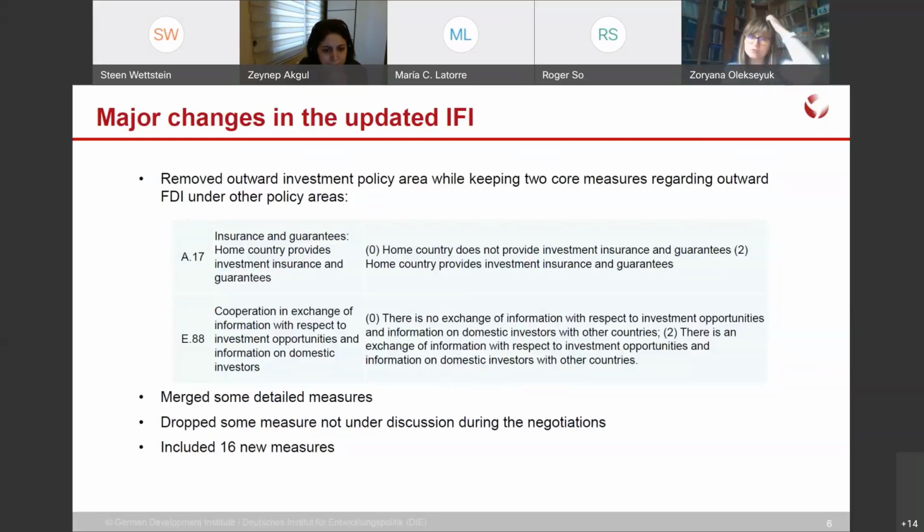So we moved now from 117 measures to 100, I guess 1 or 2, a bit less due to this merging and dropping some measures, but it's fairly updated, and it covers not only what is on the table right now and not only the binding and best endeavor measures, but it goes far beyond and tries to describe the whole picture of investment facilitation commitments.